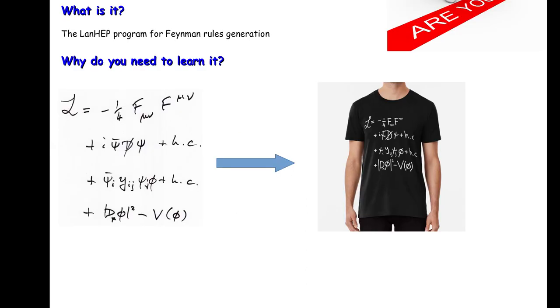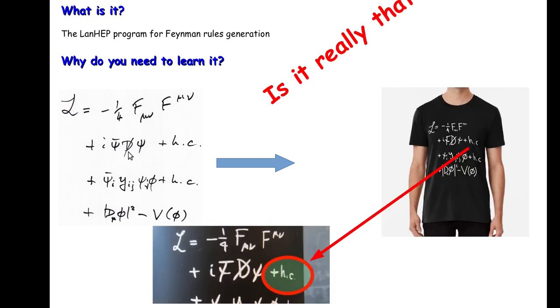The LanHEP code is simply a program to generate Feynman rules. As you remember, in the standard model, people usually have this very simple shirt with the Lagrangian of the standard model, which is given by the kinetic term of the gauge fields, F mu nu, then the kinetic term of the fermion, psi-bar, covariant derivative, psi, and then also the third term, psi-bar Y_ij psi phi, which is a shortened version of the Yukawa Lagrangian, and the other term is the covariant derivative of the phi doublet, phi being the Higgs doublet in that case.